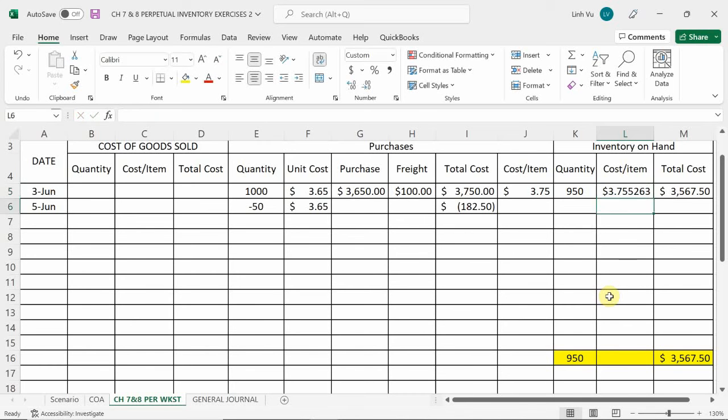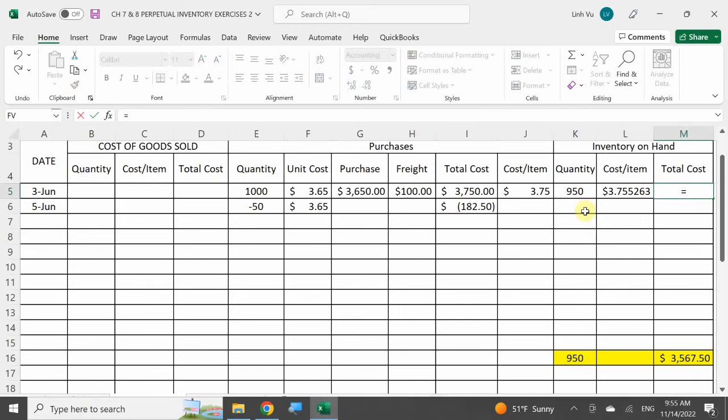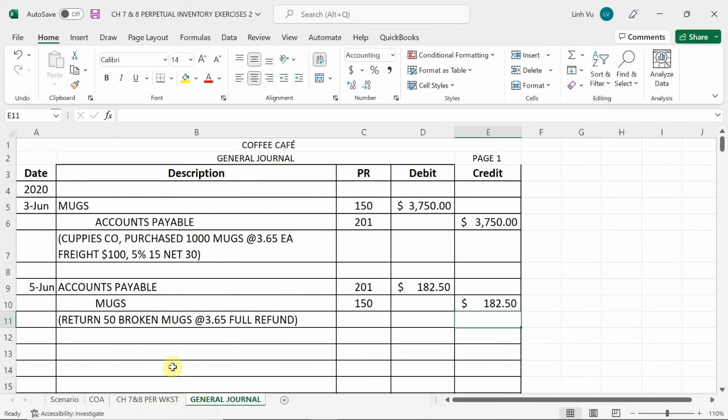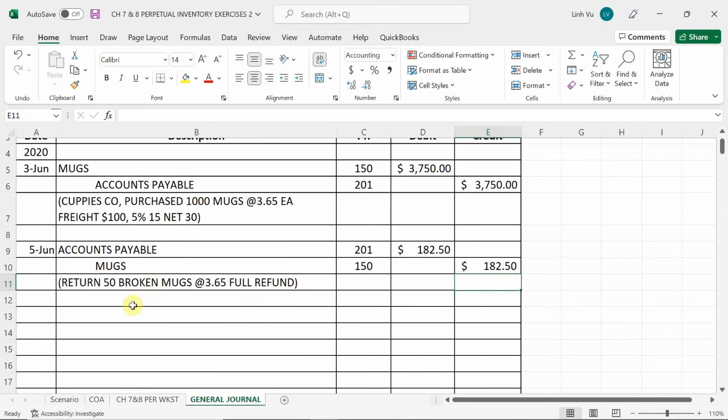Once I have this cost per item, then I went back and re-edit this formula to equal quantity times cost per item to get you $3,567.50. Okay. All right. So there we go. We journalize that we return the product.